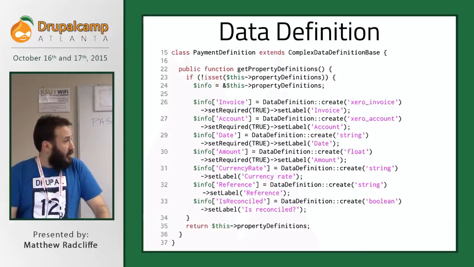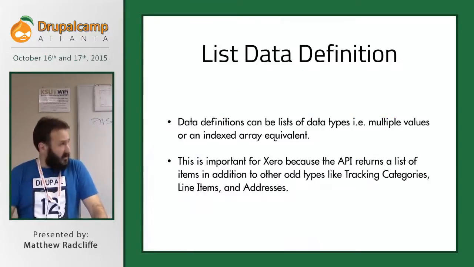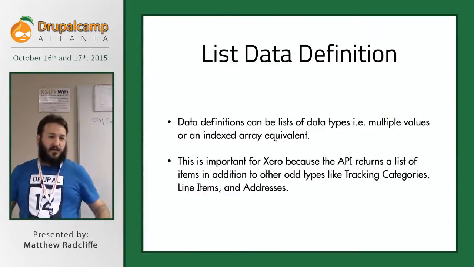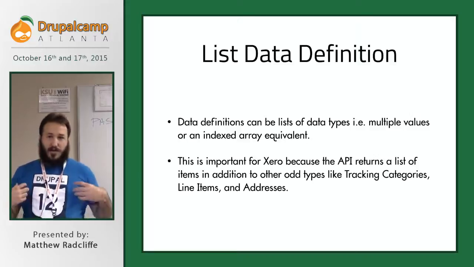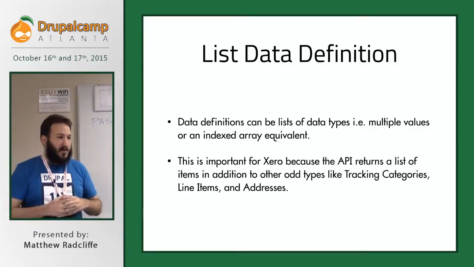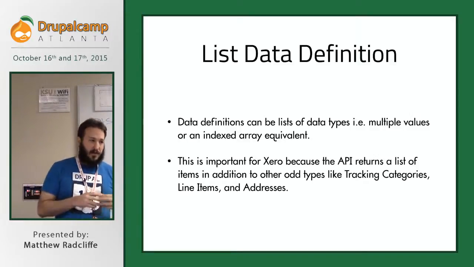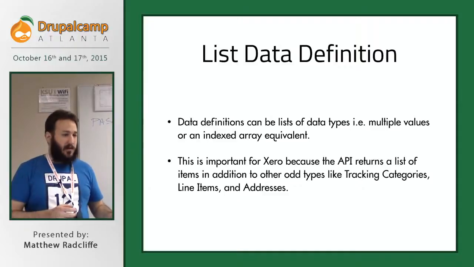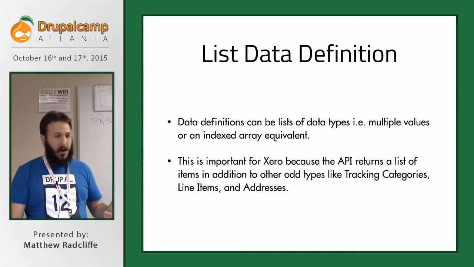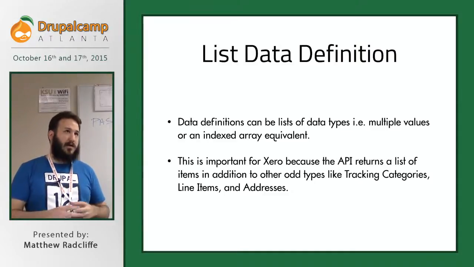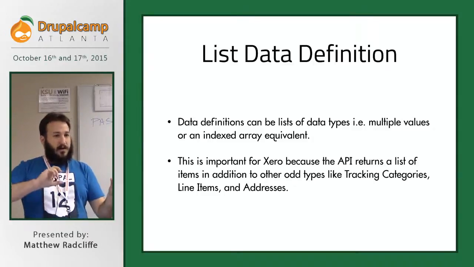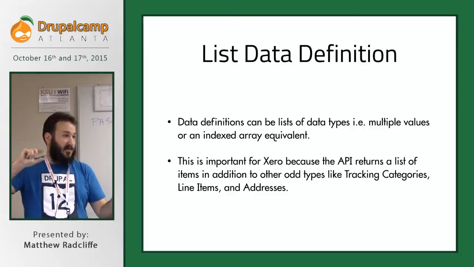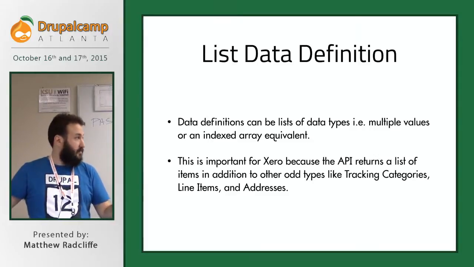And another cool thing about data definitions is it has built-in support for lists. There's a concept called list data definition. So if I have a property that's an array or a list, I can define that by calling the list data definition. So I can say, I'm defining line items as a list of line item data types.